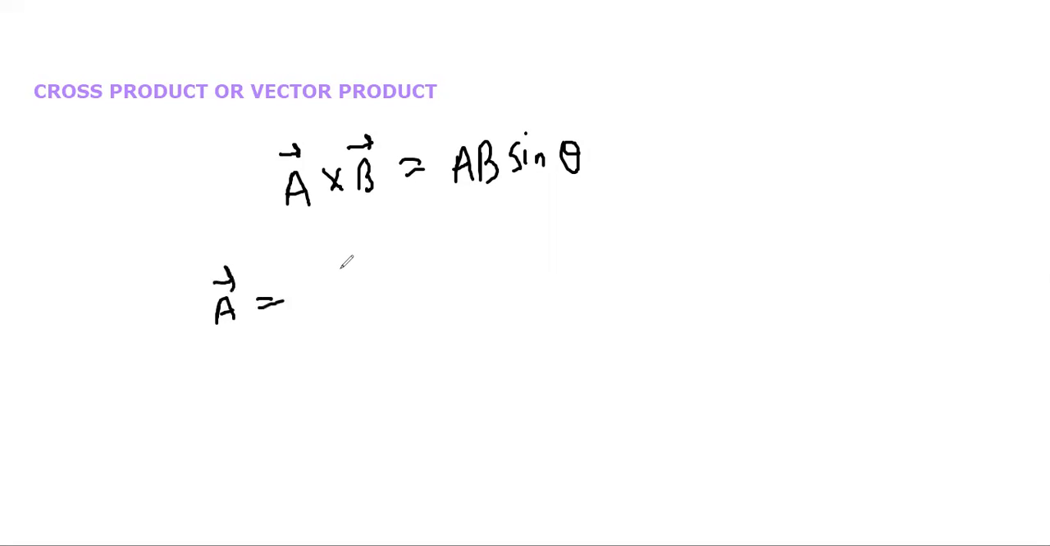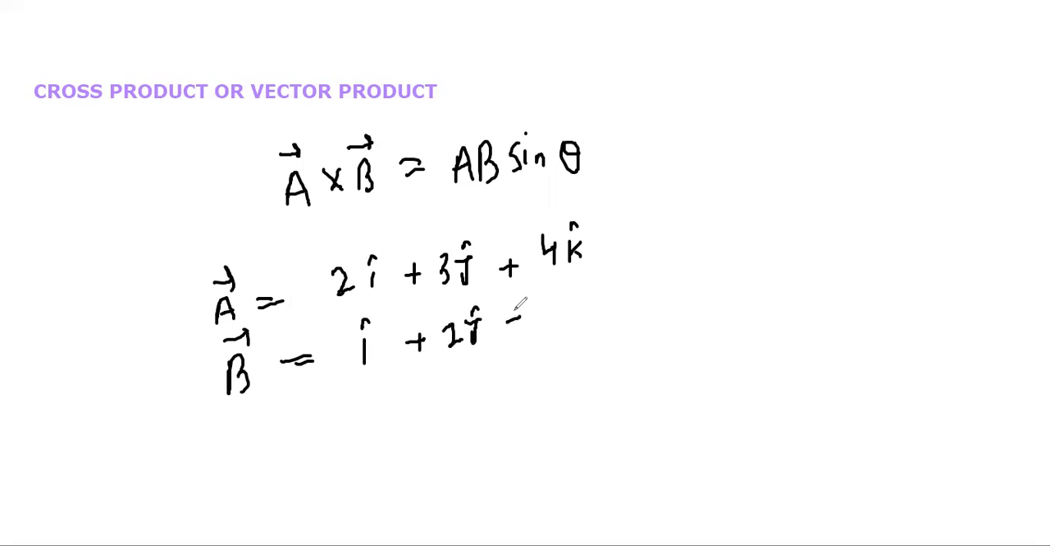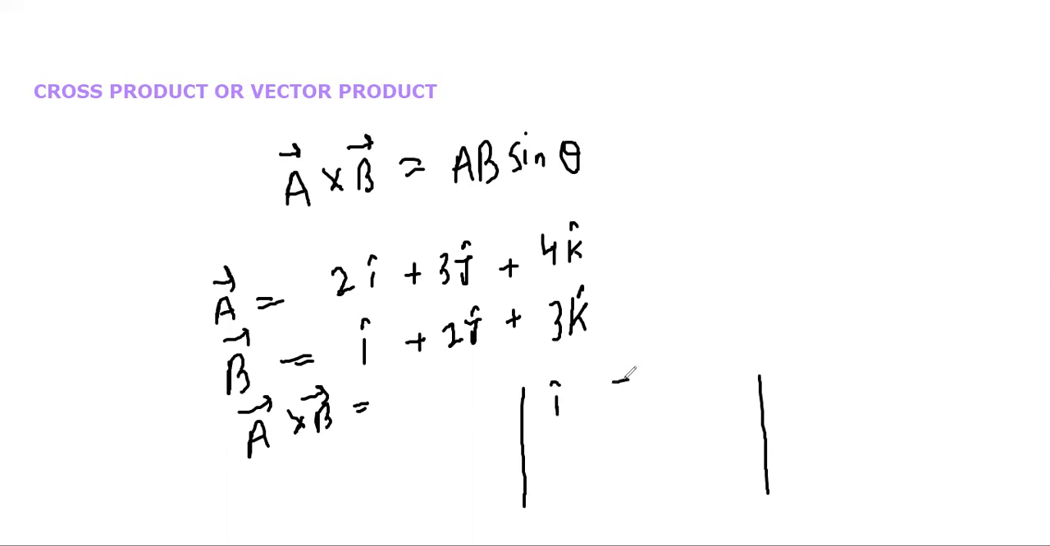Let A vector be equal to 2i cap plus 3j cap plus 4k cap, and there is one more B vector whose value is i cap plus 2j cap plus 3k cap. The question is that you have to find A cross B. Now how do you find it? Just see what you will do. The first thing is you will make a box. You will write i cap, j cap, and k cap, making 3 columns.